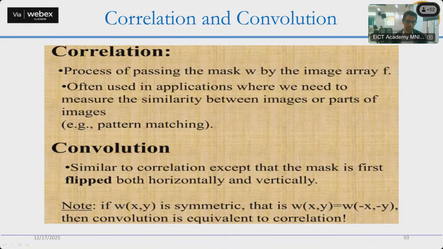Here two things become very important: correlation and convolution. Correlation is basically used in pattern matching, and convolution is the base of the filter. Correlation is used in a very limited sense, and wherever correlation is not used, it is convolution. This is the base of the convolutional neural network.